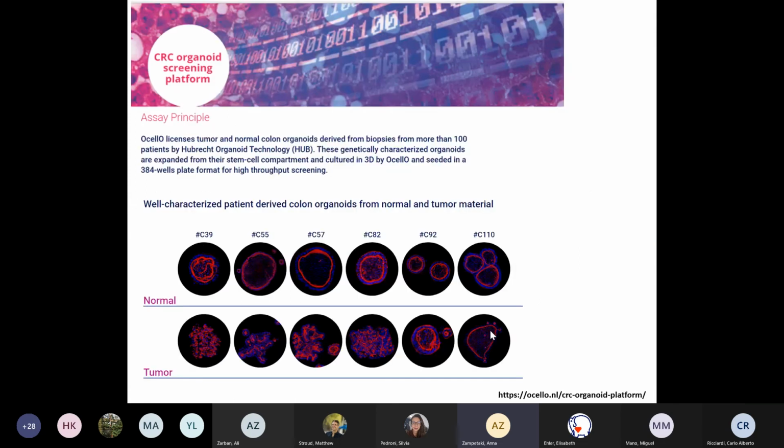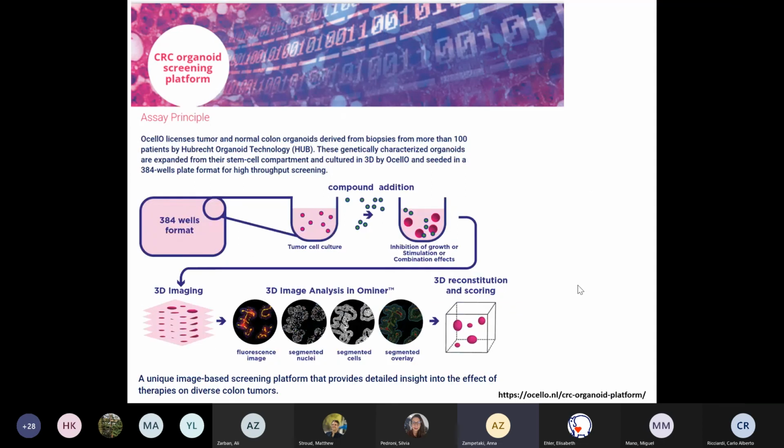Now, several collections are already available, and you can see that you have over 100 collections where you have normal tissue and tumor tissue from the same individual. These can be licensed and used for drug screening. You have the capacity to do 384-well formats or high throughput screening for these organoids to identify toxicity and identify compounds that could target the cancer tissue.